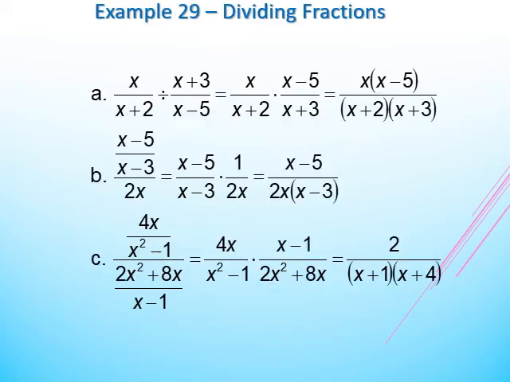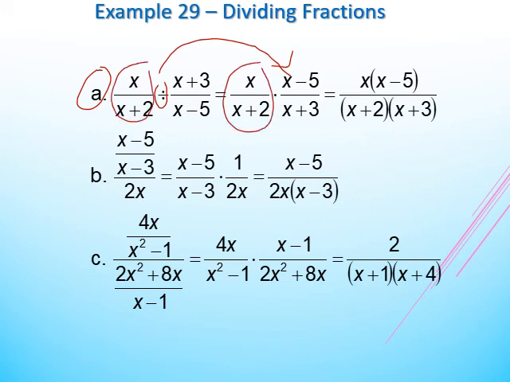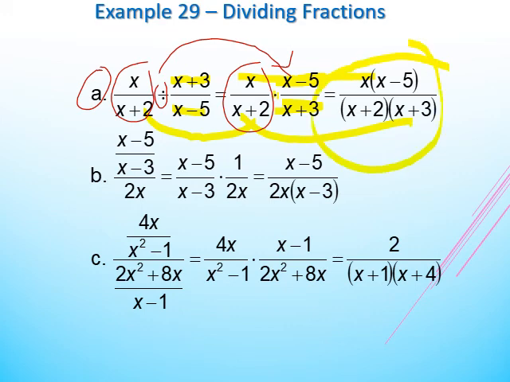Another example, dividing fractions. A, if you have the following value, x over (x plus 2) divided by (x plus 3) over (x minus 5). First step, we convert it into a multiplying form. The first term remains the same, and here we change the denominator to a numerator and the opposite. Here x over (x plus 2) is the same, multiplied by (x minus 5) over (x plus 3). Then we multiply numerators by each other and denominators by each other, so the result will be x times (x minus 5) over (x plus 2) times (x plus 3).